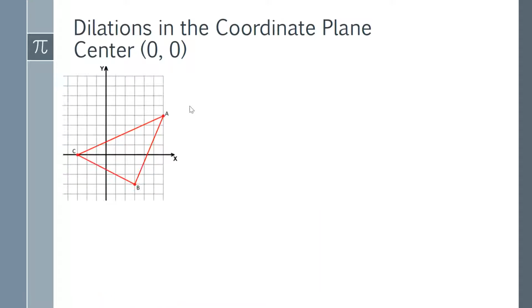Let's take a look at the coordinate plane, because this is kind of the focus of the lesson, is things in the coordinate plane. There's two types of dilation. This is the first type where we have a center of 0, 0. This is the easier dilation to perform in the coordinate plane. So let's take a look at our given picture here. We've got triangle ABC, and we want to dilate that triangle about the origin with a scale factor of n equals 2/3.